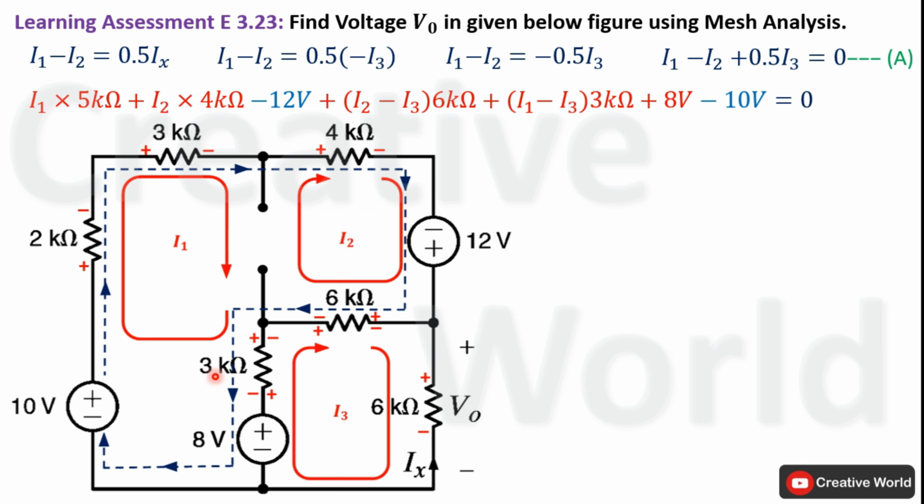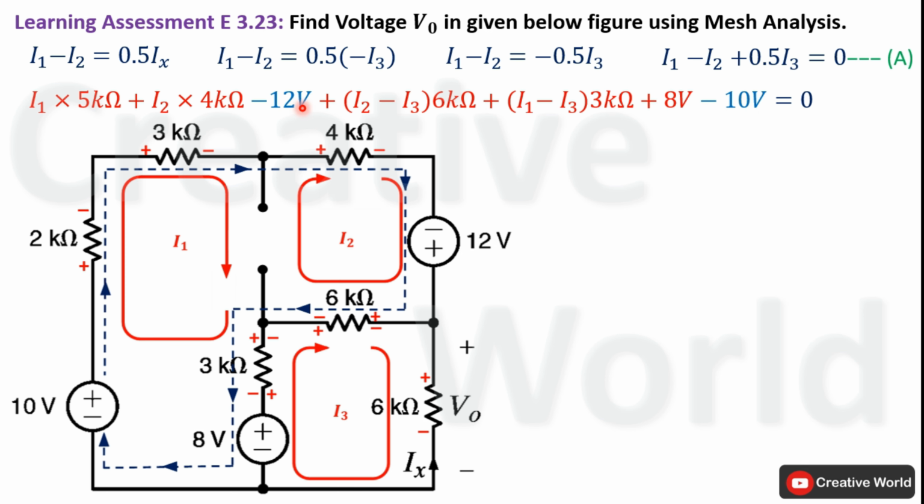Voltage across this 3 kilo ohm resistance will be equal to the difference of these two currents, I1 minus I3, multiplied by 3 kilo ohm. Next, current entering terminal is positive, so 8 volt will be taken with positive sign. Next, current entering terminal is negative, so 10 volt will be taken with a negative sign. Now subtract 8 volt from minus 10 volt, it will become minus 2 volt. Add that resulting minus 2 volt into minus 12 volt, it will become minus 14 volt.